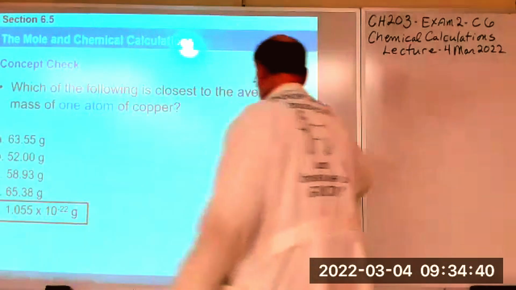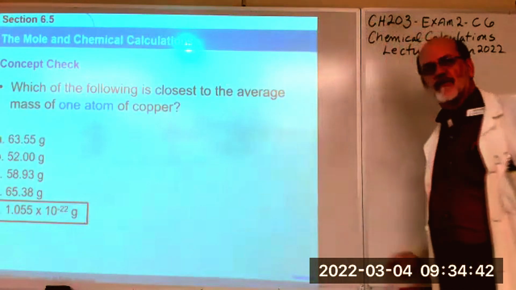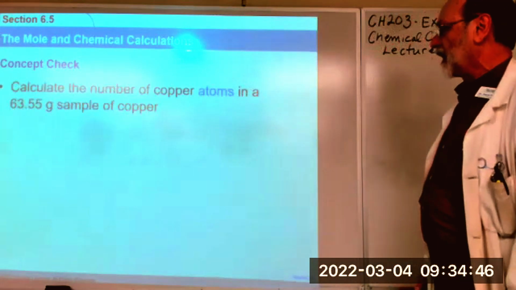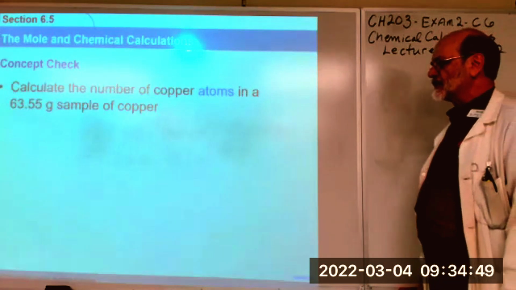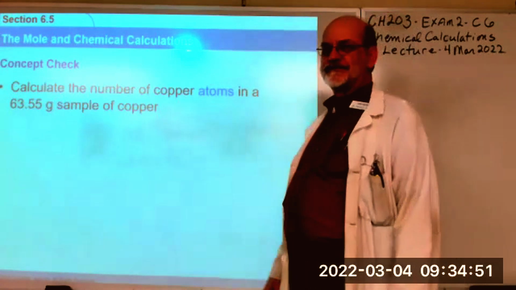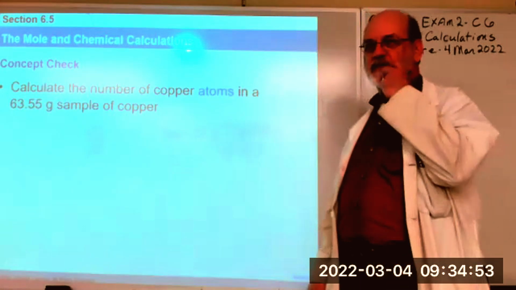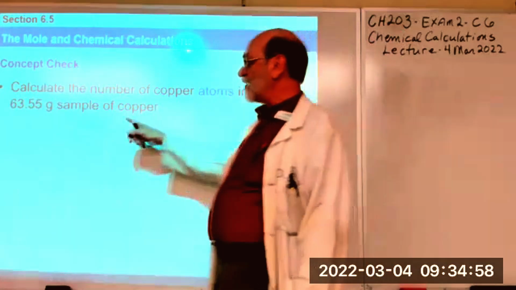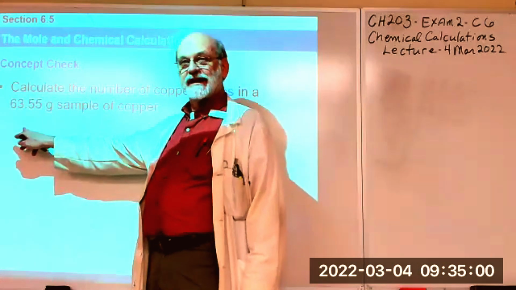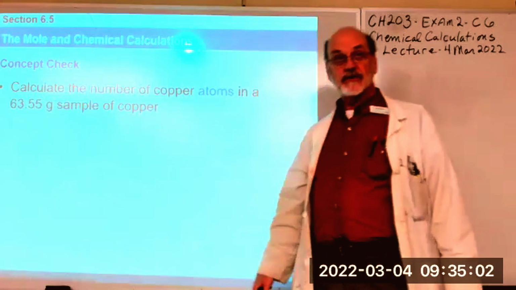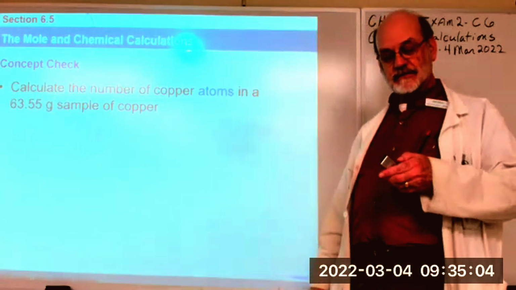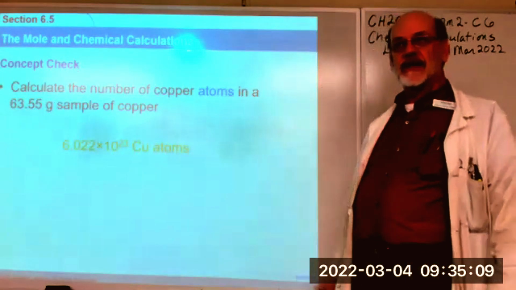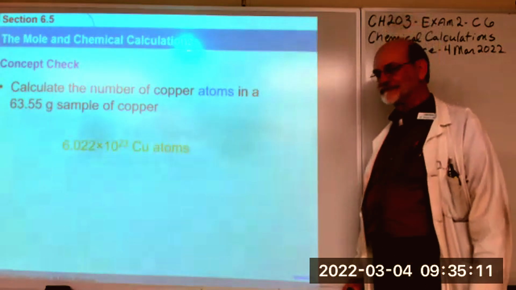There should be several of these in your homework exercises to give you practice doing. How about the number of copper atoms in a 63.55 gram sample of copper? This is sort of a trick question too. If you know that one mole of copper weighs that, which it does, then you know that it has to be 6.022 times 10 to the 23rd atoms. That's it. No calculating required, just logic.